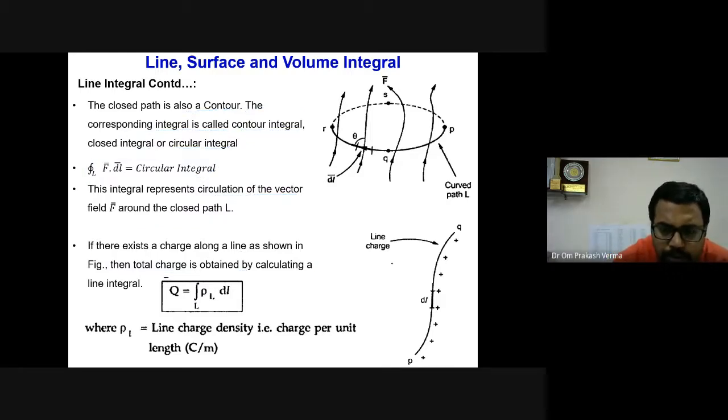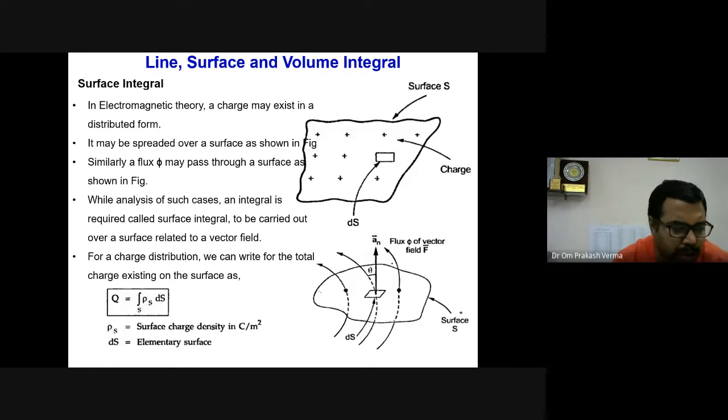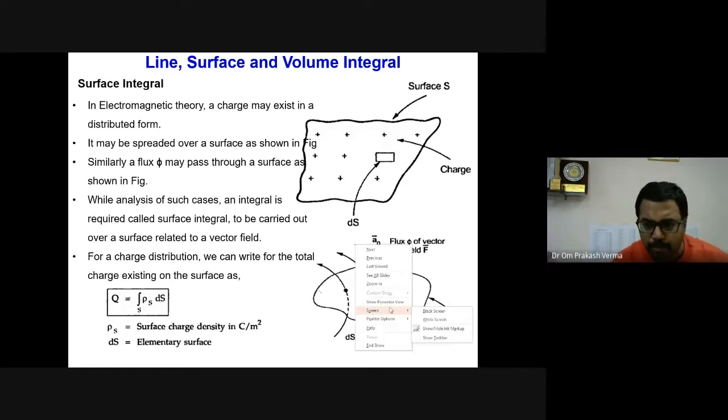Right? Now come to the surface integral. Okay, just before going to that, we have a numerical problem.